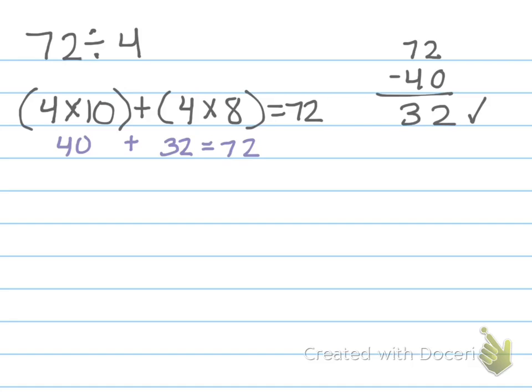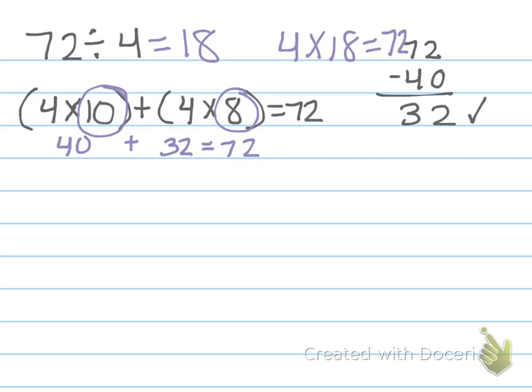So now I've written 72 divided by 4, and I know that is 10 plus 8, which equals 18. Now to write a multiplication sentence that also shows that relationship would be 4 times 18 equals 72.